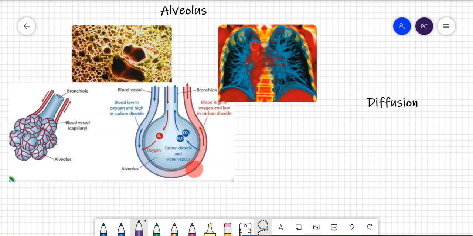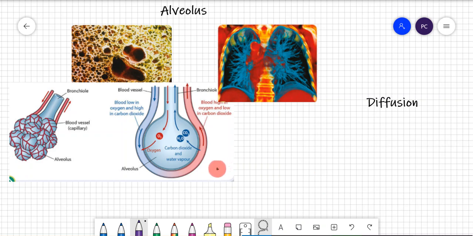Now, also, when all this oxygen transfers over into the blood, the blood becomes highly oxygenated, and this oxygenated blood is rich in oxygen. It's going to pass around the body, and it's going to go to the cells, and it'll be involved in the process of respiration.